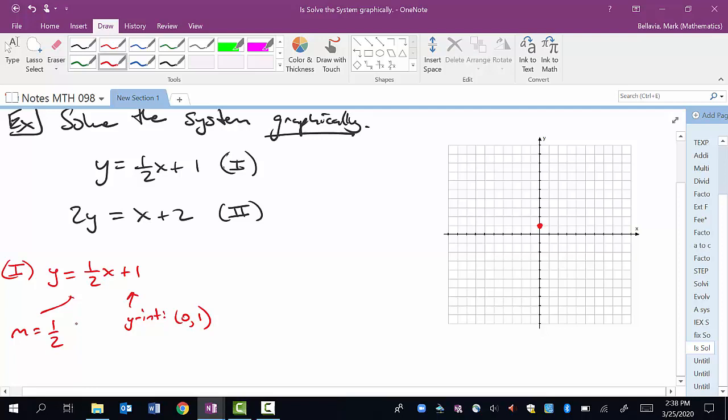The slope tells us, remember the numerator tells us about moving up or down, so this tells us move up, right, because the change in y. Over the denominator tells us about the change in x, so we're going to go right 2. So from this point, you're going to go up 1 to the right 2. From this point, up 1 to the right 2, up 1 to the right 2, and you could graph that line through there. We'll label it equation 1.